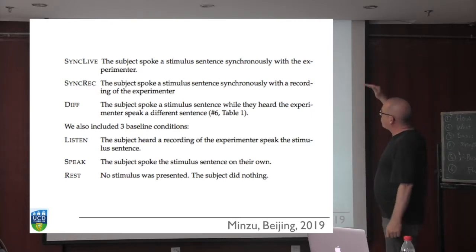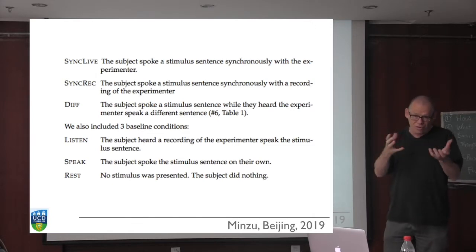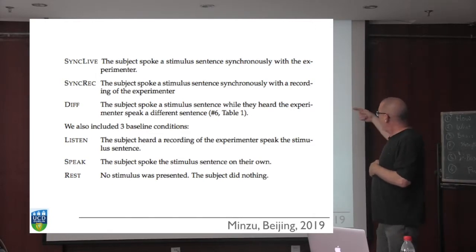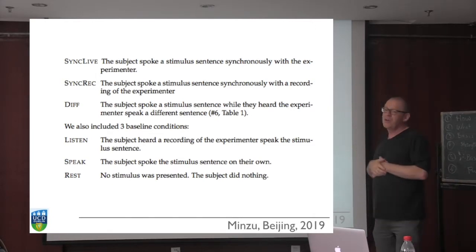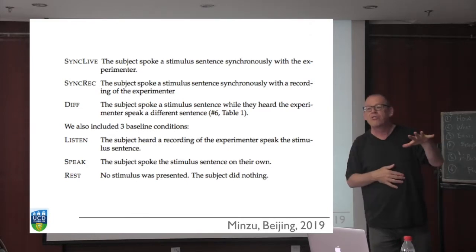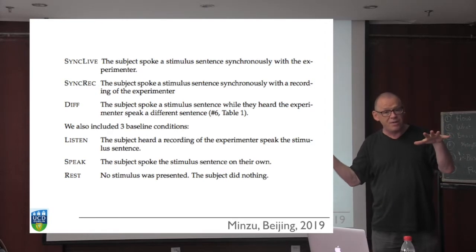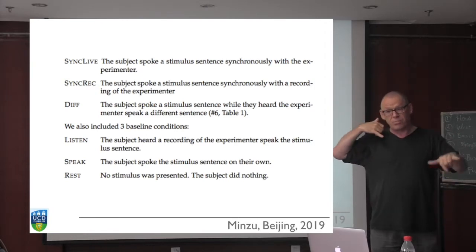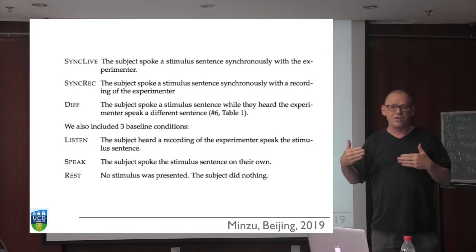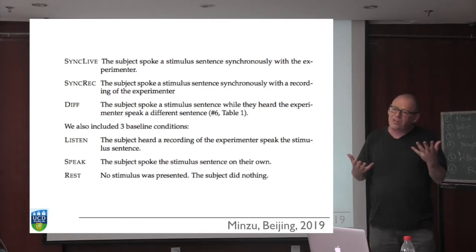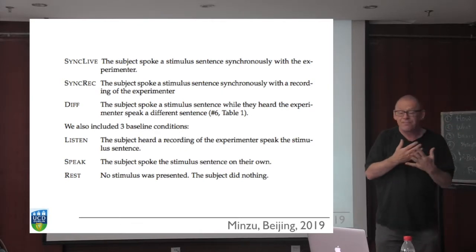Then we have 3 conditions in which there's more than one voice. In this diff condition, the person in the scanner speaks one sentence, and the experimenter who's outside, but is connected using headphones and microphone, speaks a different sentence. So this is 2 voices at the same time, but they're saying different things.